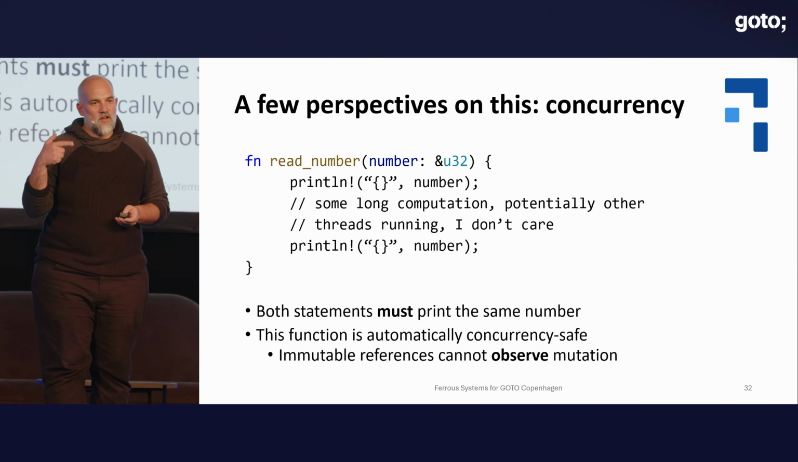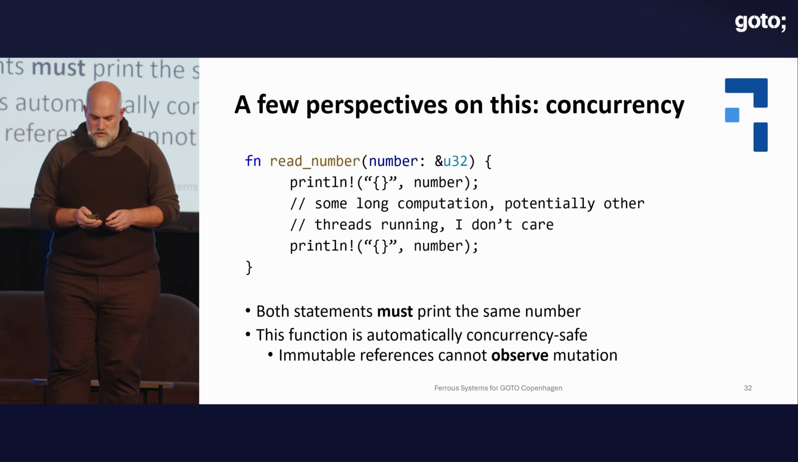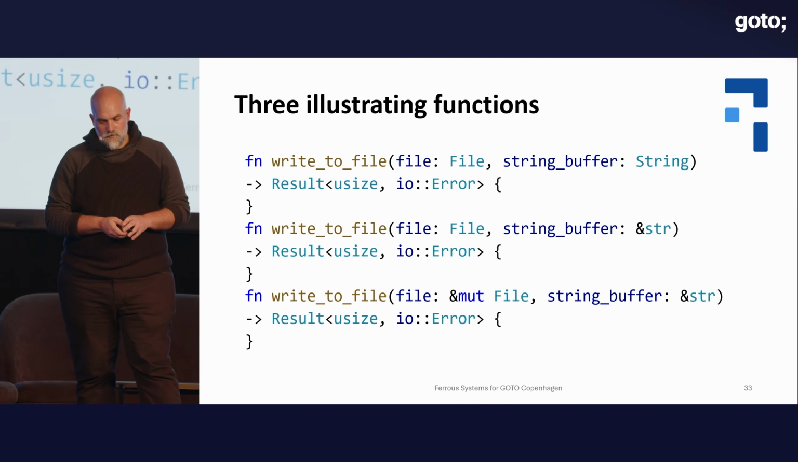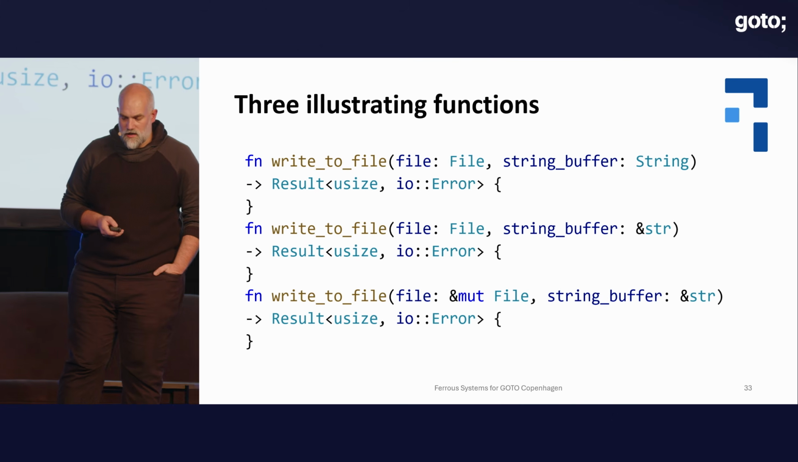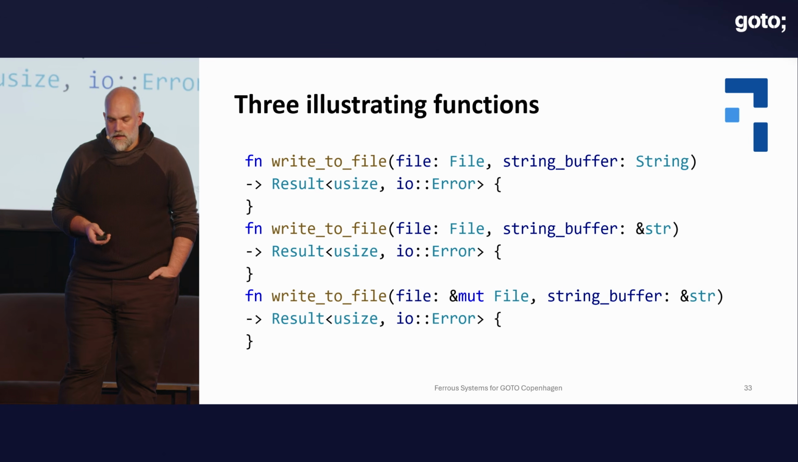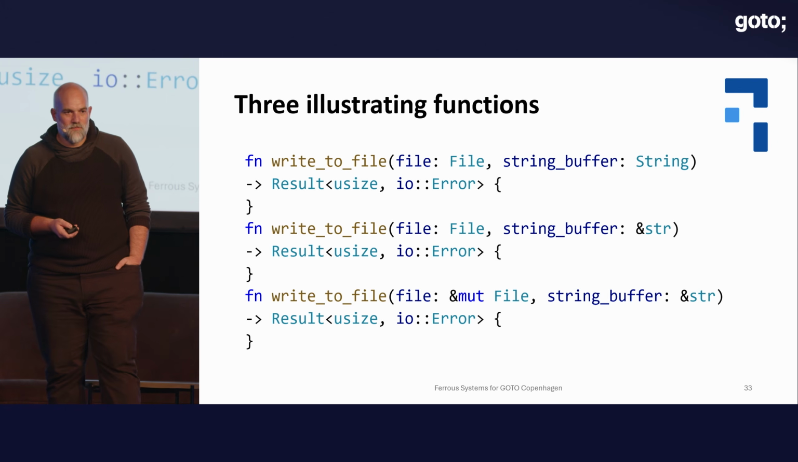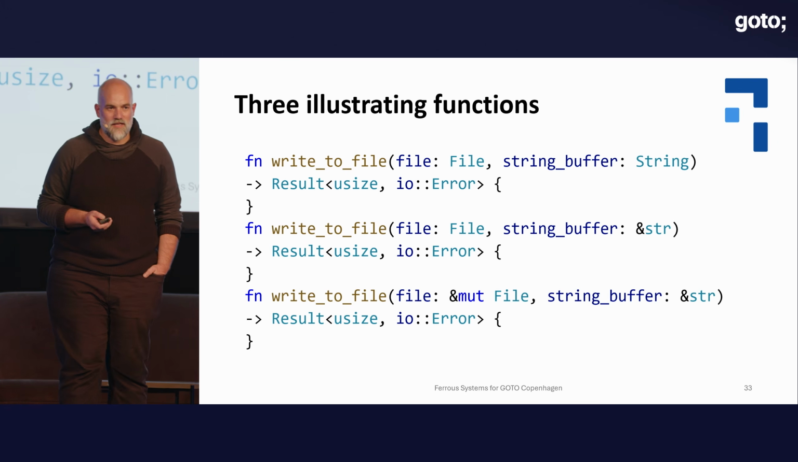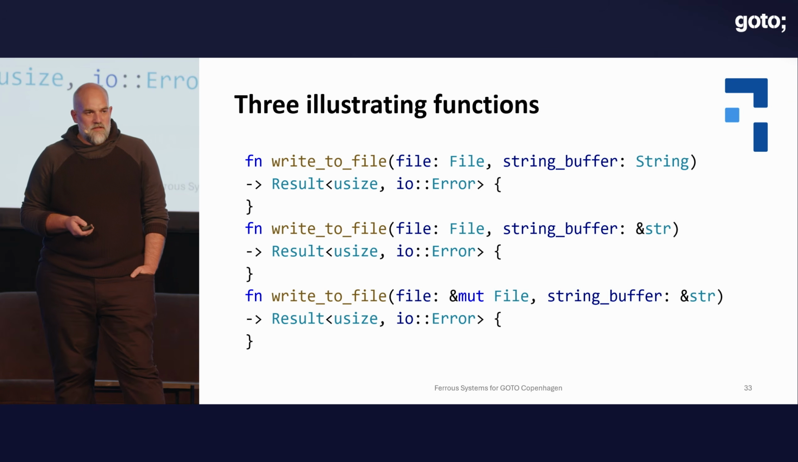Immutable references are not allowed to observe any kind of mutation. There's no changes allowed. I have a few functions just to illustrate how you can use these things competently. So all of these are called the same, write to file, because that's what they do. They take a string and they write it to a file. But they do it in very different fashions.